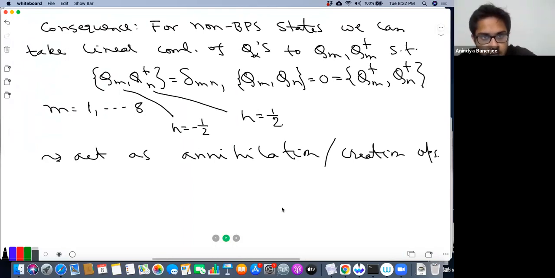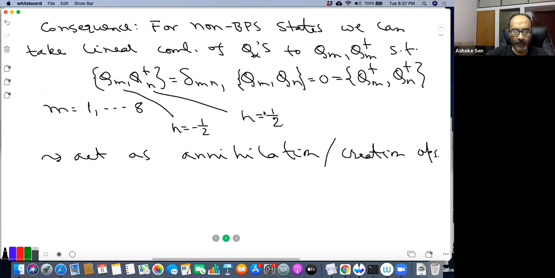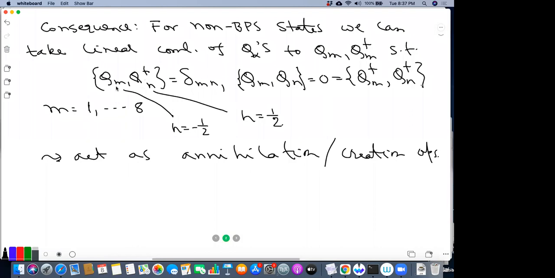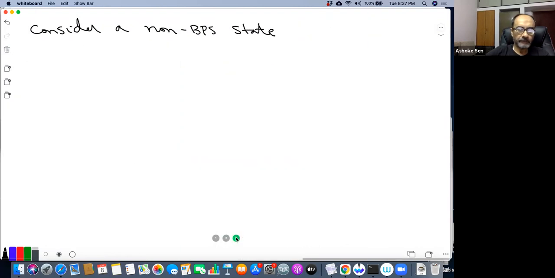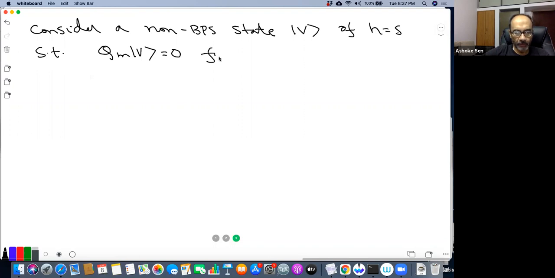What I said here is that we can assign h equal to minus half to this and h equal to half to this, because that's the question of which ones to declare as creation and which ones to declare as annihilation operators. I'll declare all the annihilation operators to have h equal to minus half and all the creation operators to have h equal to half. So let's consider a non-BPS state V of h equal to s, such that the following condition holds: Q_M on V is 0 for all M.